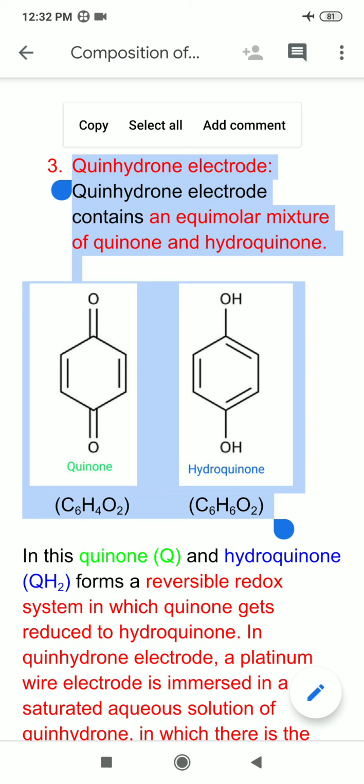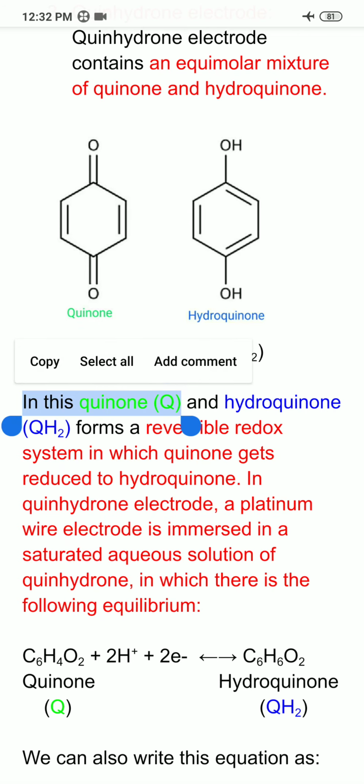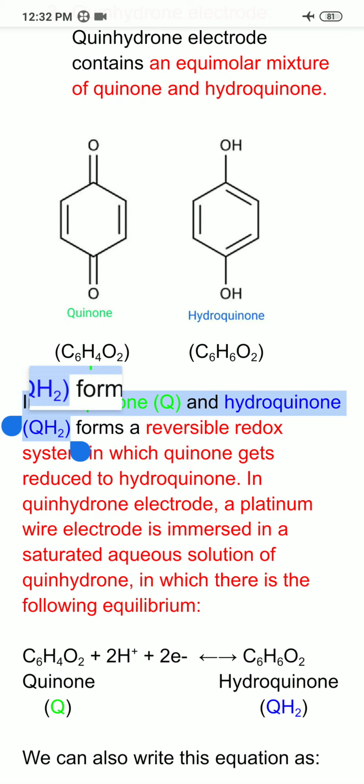So we can say that quinone and hydroquinone are two forms, meaning they are the oxidized and reduced form of one another. If we reduce quinone, then we get hydroquinone, and if I oxidize hydroquinone, then we will get quinone. So now quinhydrone electrode contains an equimolar mixture of these two compounds, quinone and hydroquinone. In this I have represented quinone by Q in green and hydroquinone by QH2 in blue ink.